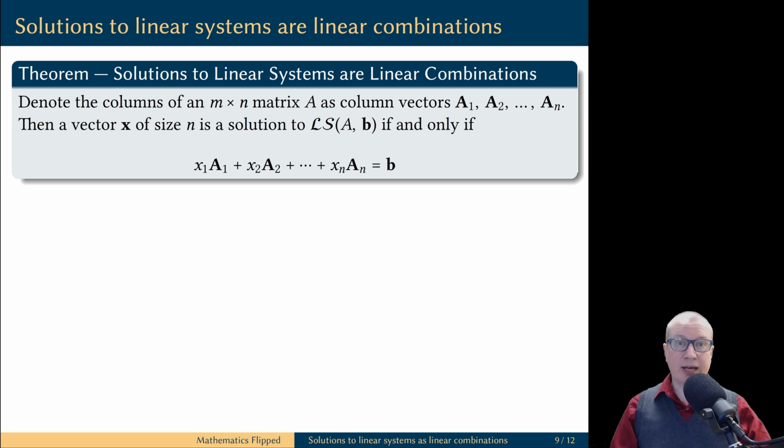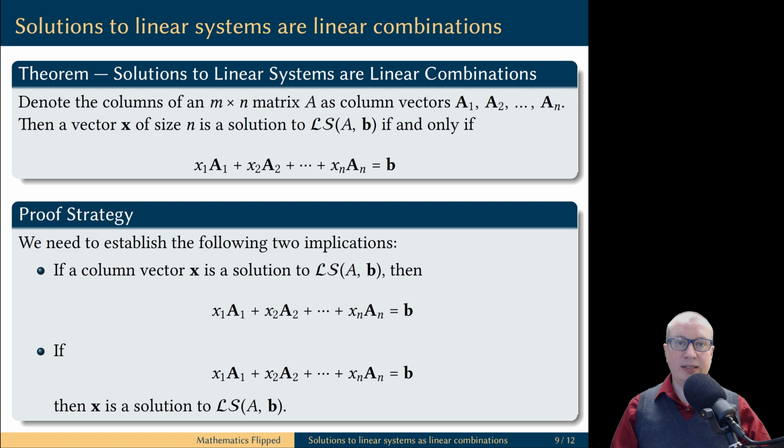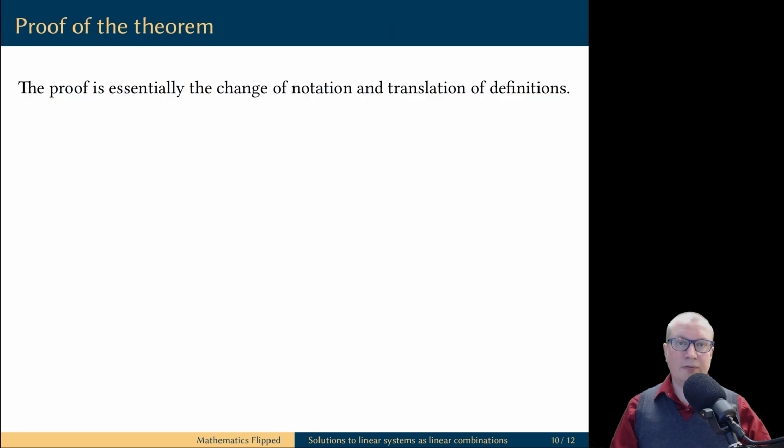Then a vector x of size n is a solution to this linear system if and only if the components of the vector x are the scalars in the linear combination of the columns of the matrix A that are equal to the vector of constants B. This is an if and only if statement, and therefore there are 2 separate implications for us to establish. In fact, this proof is nothing but careful change of notation of all the notions we already know.